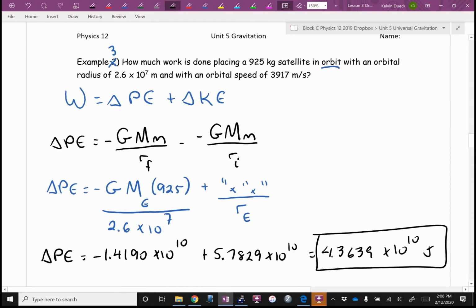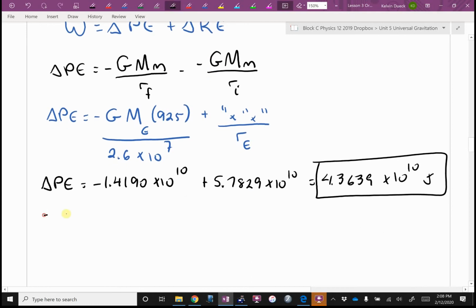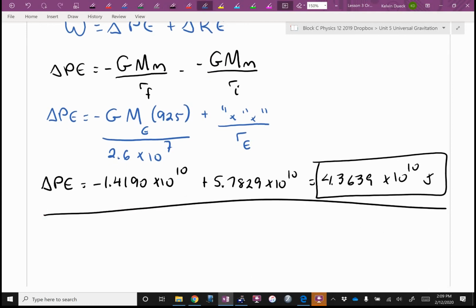What else do I need to find? The change in? What's change in anything? So this is going to be a half m v final squared minus a half m v initial squared. Where it says v final, if you want to, you can scratch out the f and put an orb right there. It's going to be the orbital speed because we are in orbit.